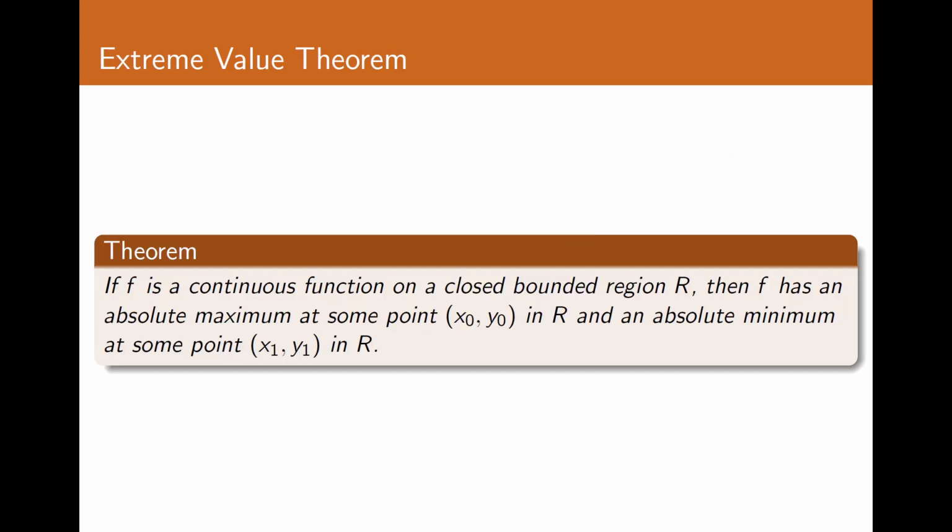Then our extreme value theorem in this case says that if we have a continuous function, and again, continuous just means there are no holes in the function, you can draw a nice surface. So if f is a continuous function on a closed bounded region R, then f has an absolute maximum at some point (x0, y0) in R, and an absolute minimum at some point (x1, y1) in R. This is the analogous statement to what we had for functions of one variable with the extreme value theorem there.